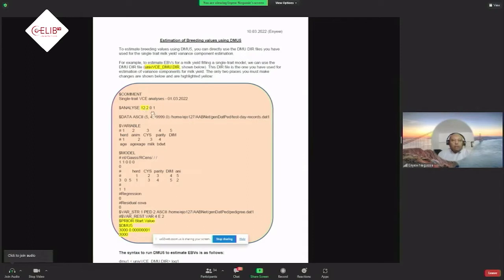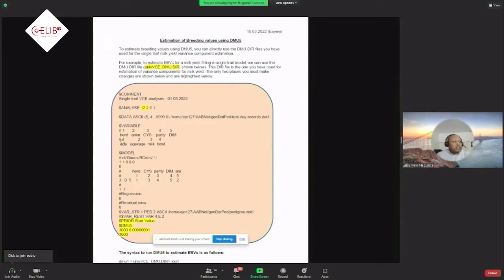So when we were estimating the variance components, the method we used was 1, that is variance component estimation. But in this case, it is 12. That means it is DMU5 for estimation of breeding values. The second one is the algorithm or the solver that we use, which is conjugate gradient. There are 3 or 4 options you can check in your manual, and we use the second one. If you remember from our variance component estimation directive file, the number in the second place was 1, which means the AI REM algorithm. The other things are the same.